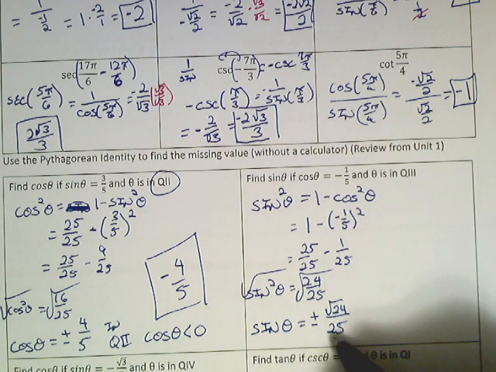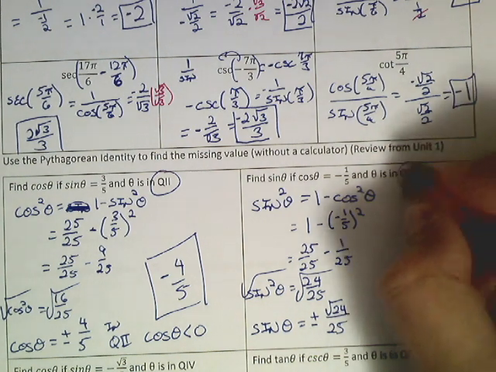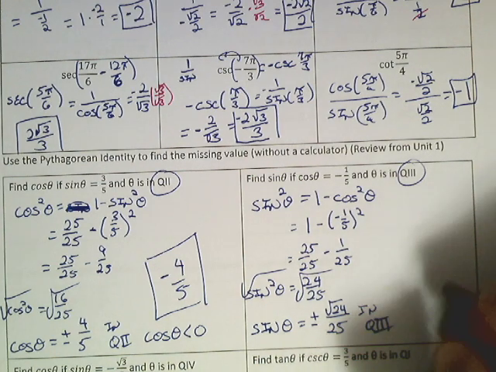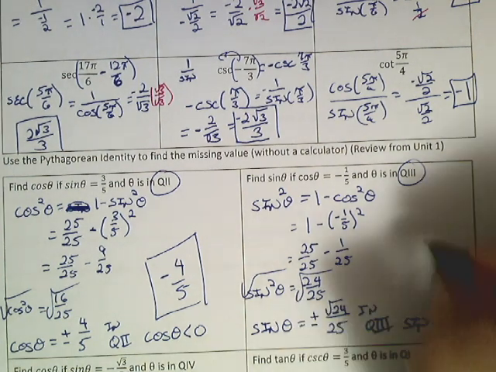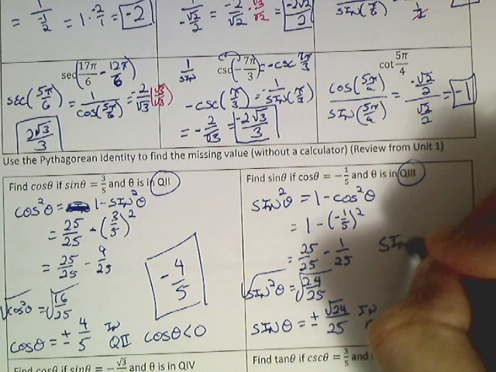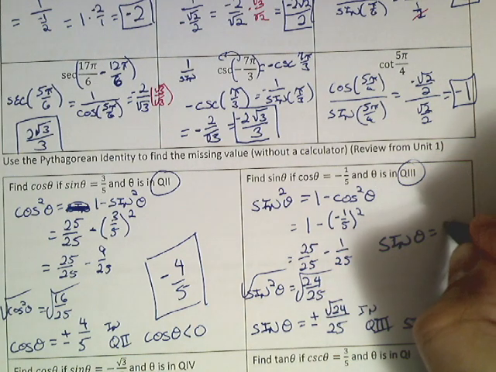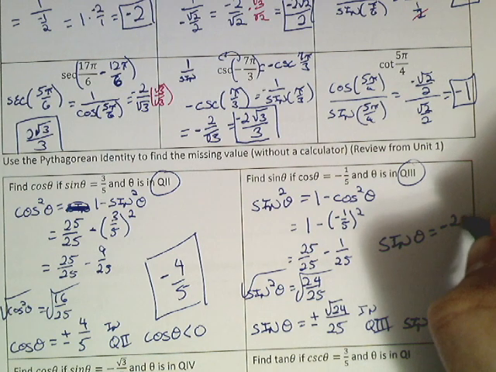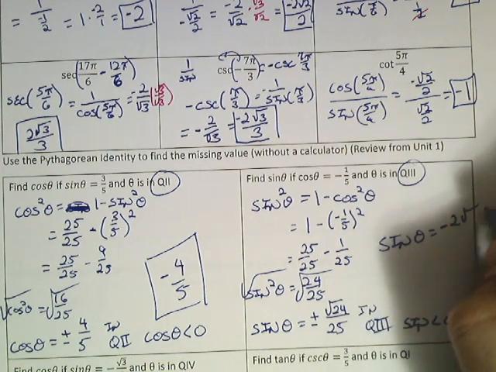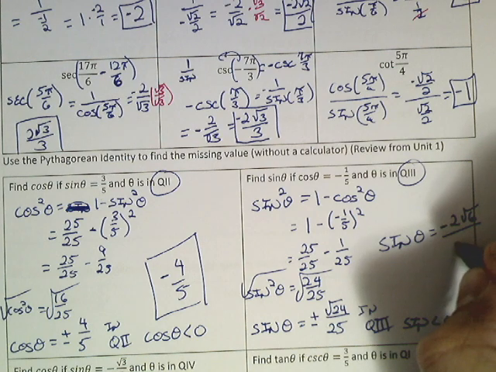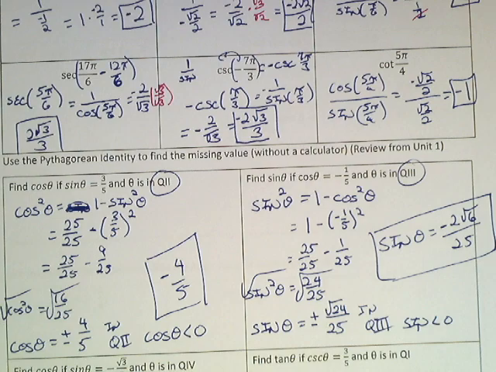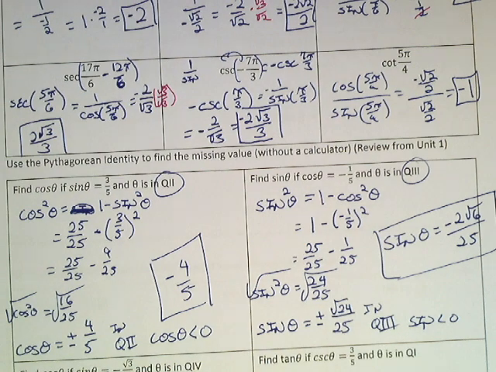So what we're going to do here is first we're going to see that we're in quadrant 3. In quadrant 3, sine is less than 0, so sine is negative. So sine theta is equal to negative, and then we could simplify this, factor out a 4. So square root of 4 becomes 2, square root of 6 over 25. Negative 2 square roots of 6 over 25.